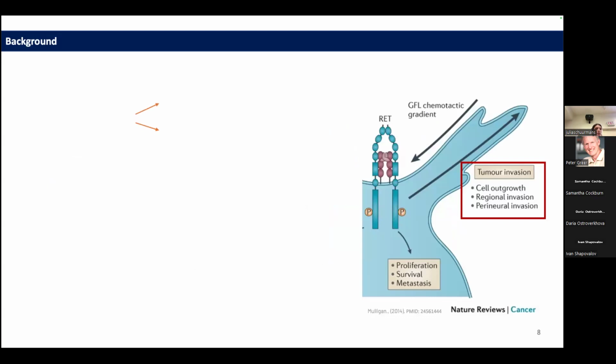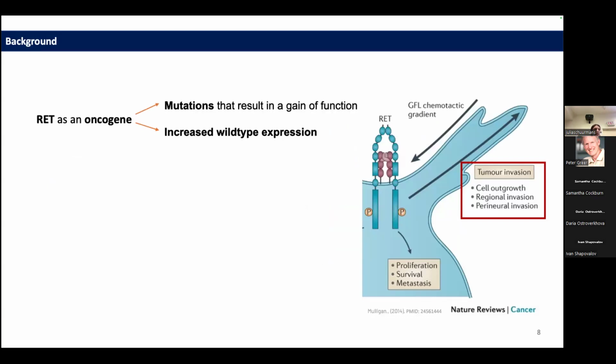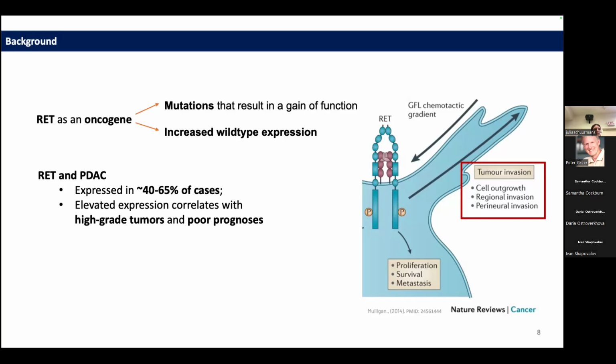So as I mentioned previously, RET can act as an oncogene. The first way is when there are mutations that result in a gain of function, so increased signaling through RET. The second way is increased signaling through an increase in wild type expression, so in tissues that don't usually express RET, or an elevated expression. This latter is the case for RET in PDAC.